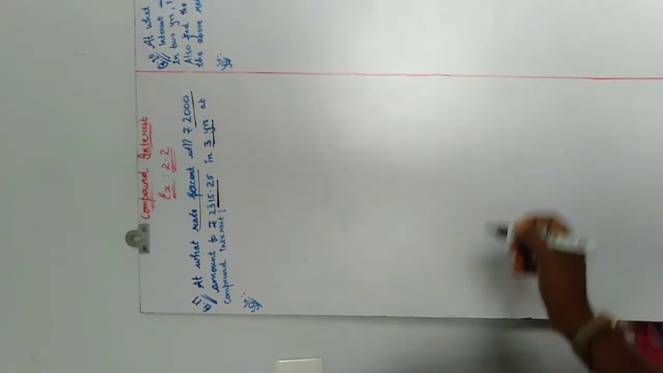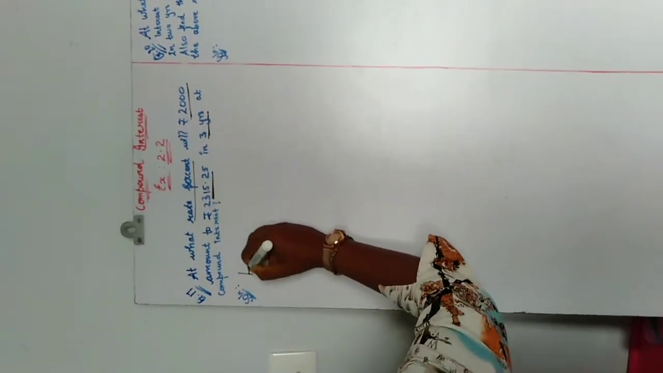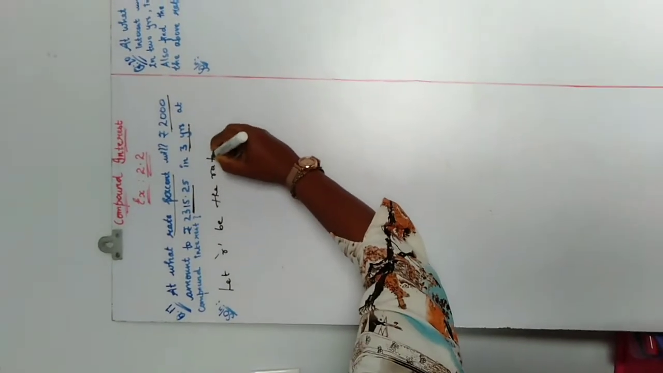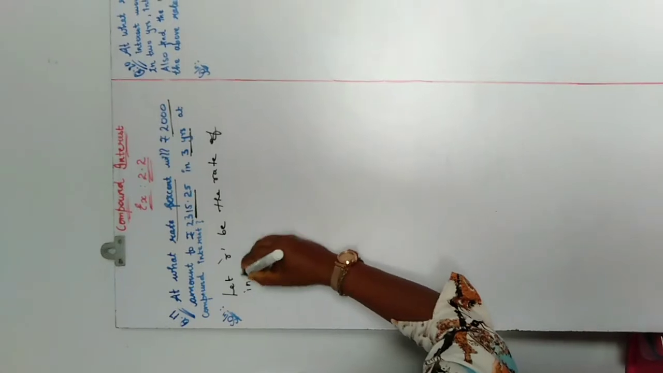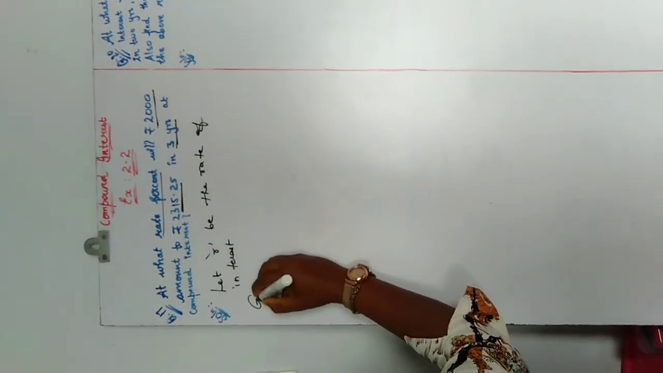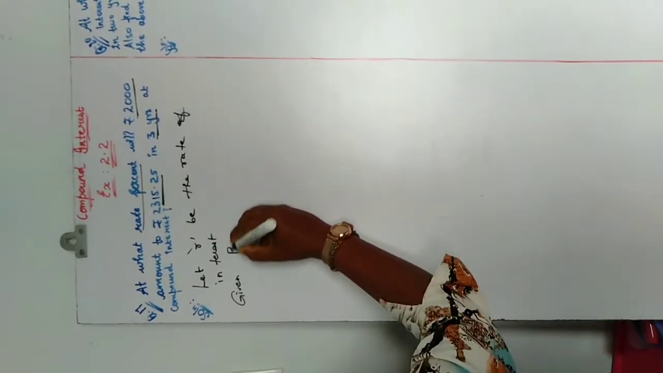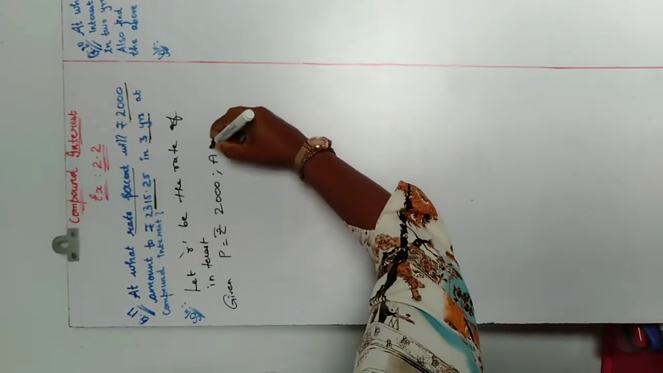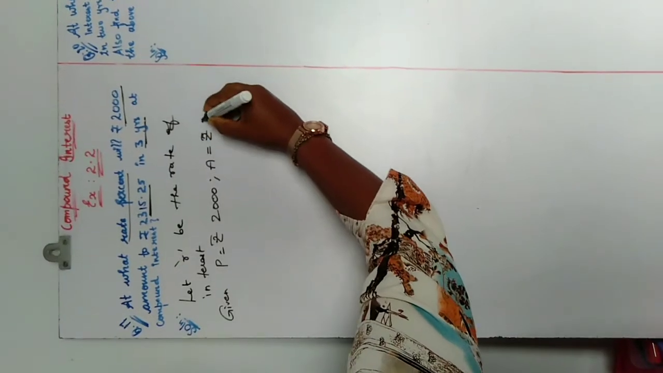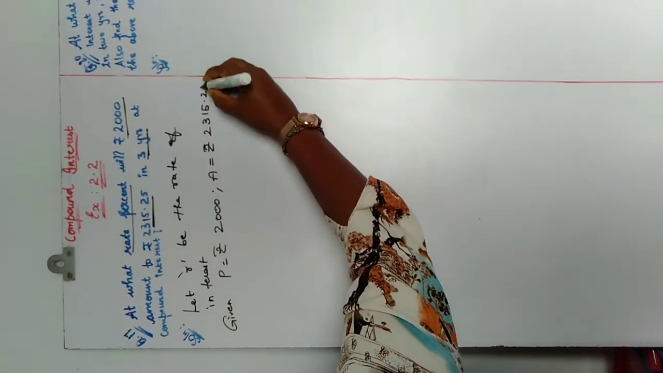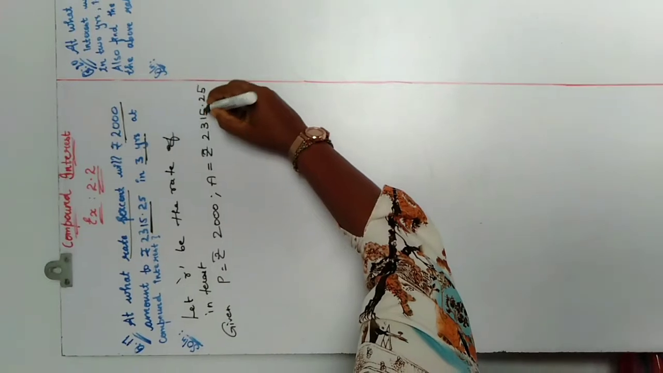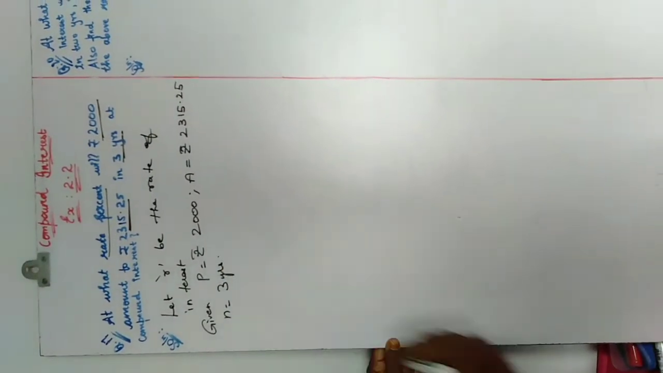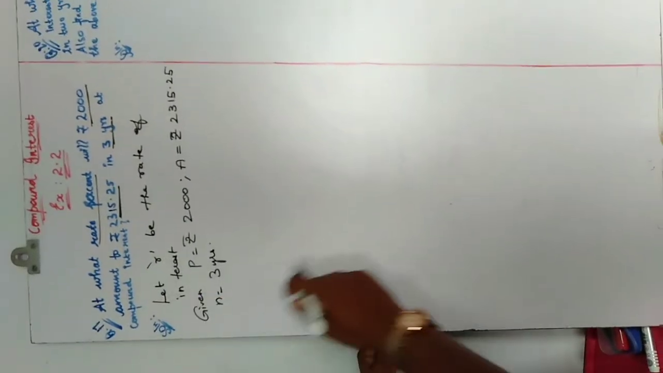So using the same formula, let R be the rate of interest. Given P equal to rupees 2000, amount A equal to rupees 2315.25, and n here is 3 years. So we are supposed to find R here, no?